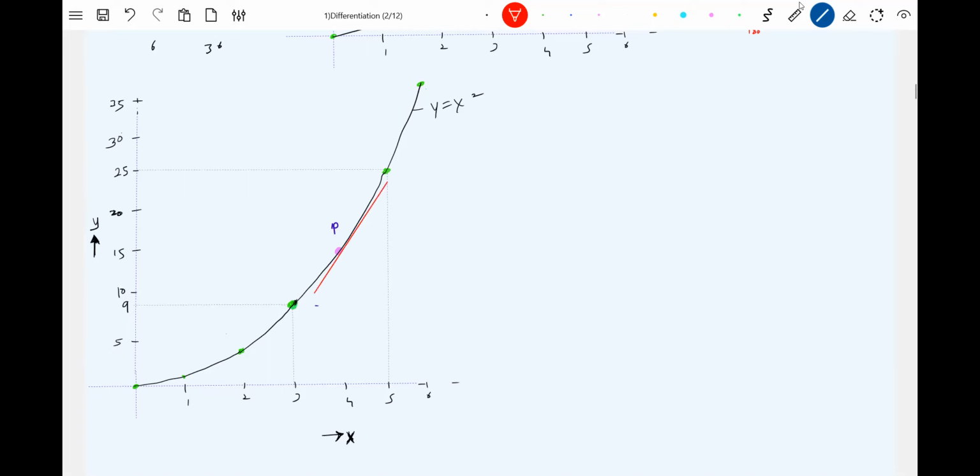Let me show a very, very interesting thing. It is something very important for physics. Maybe in maths it is just a slope, but in physics this is very, very important. I drew a tangent corresponding to point P. At x equal to 4, we have to find the slope of the curve. That is our primary question.